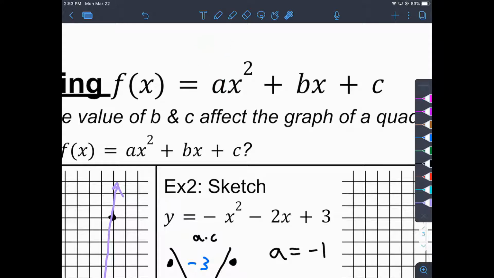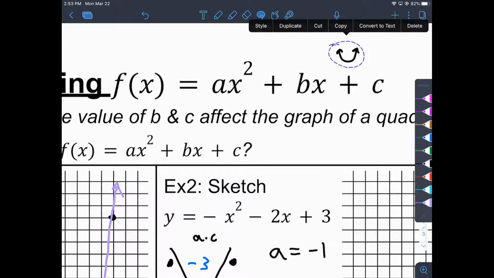And then in the 8.2 lesson, we talked about how the C value, based on it being a positive or a negative, simply took the parabola, and if I were to draw one of these, here we go, it would simply just move it up or down. It doesn't do any left or right, it's just up or down. If it's a plus C, it moves up. If it's a minus C, then it moves it down. That's all the C value does.